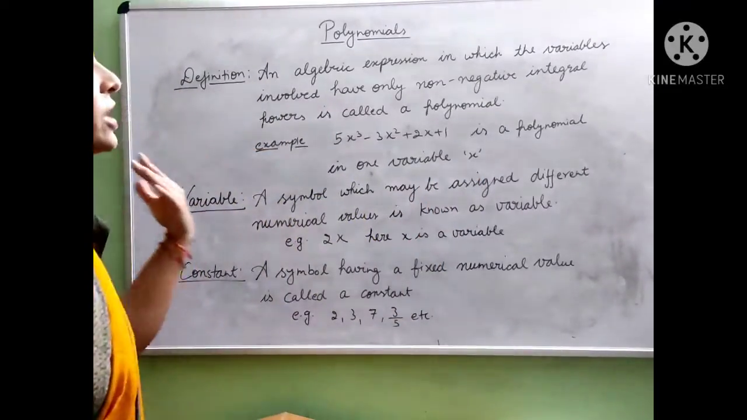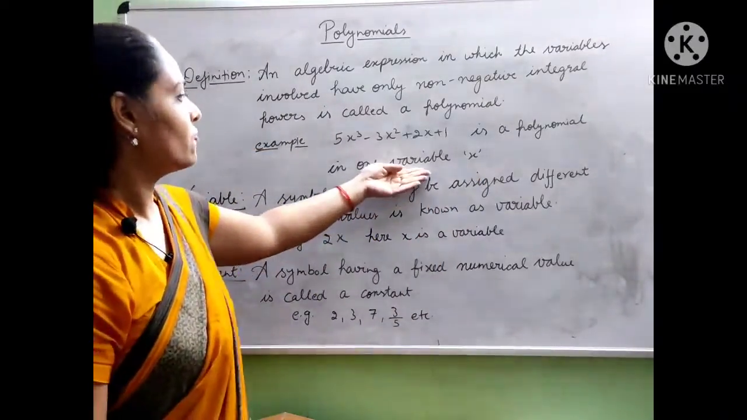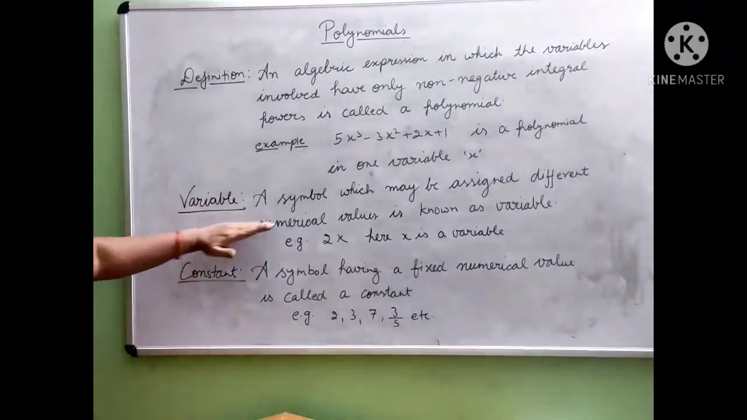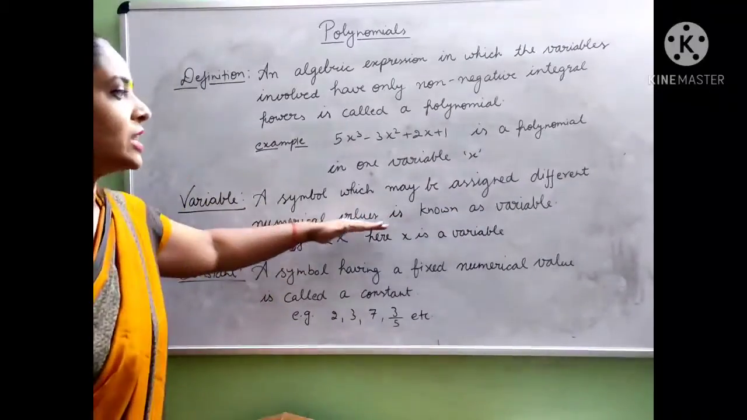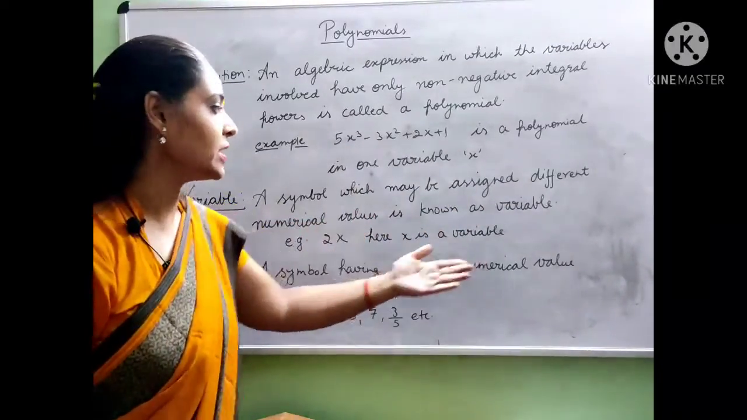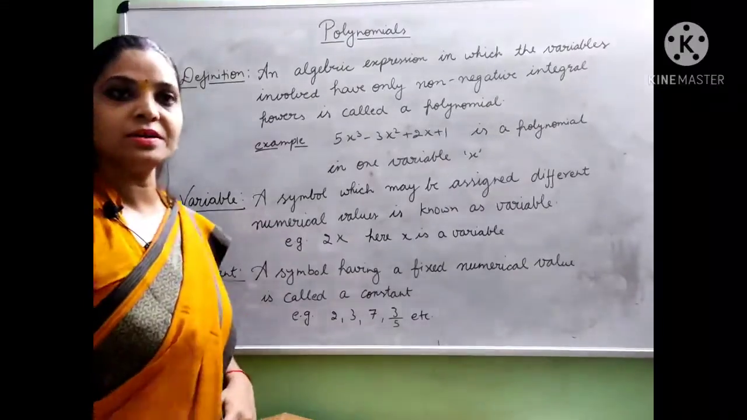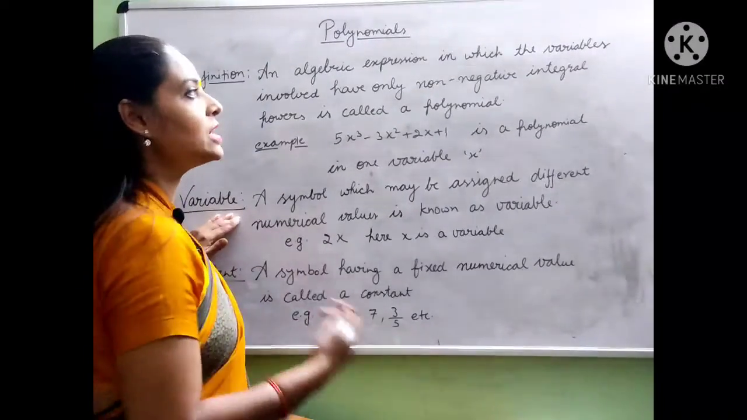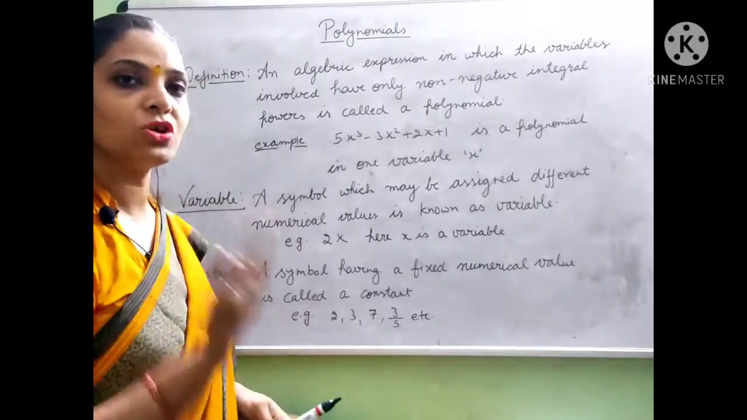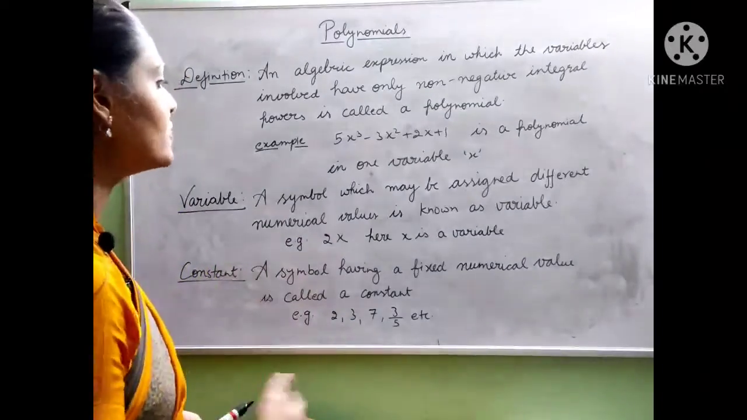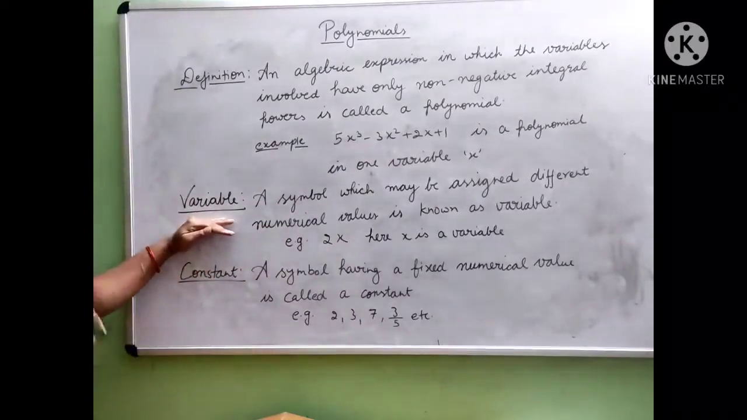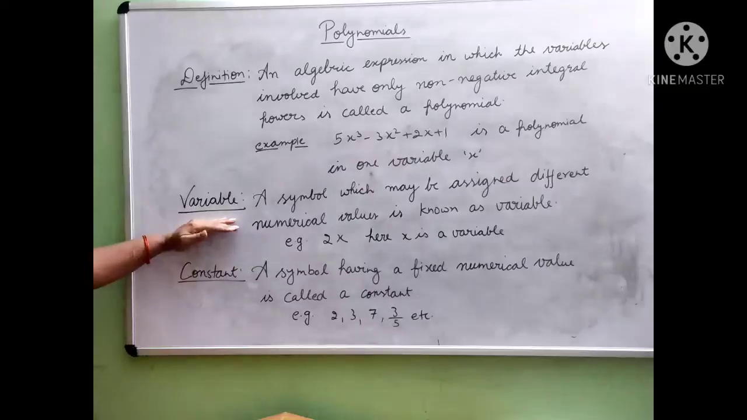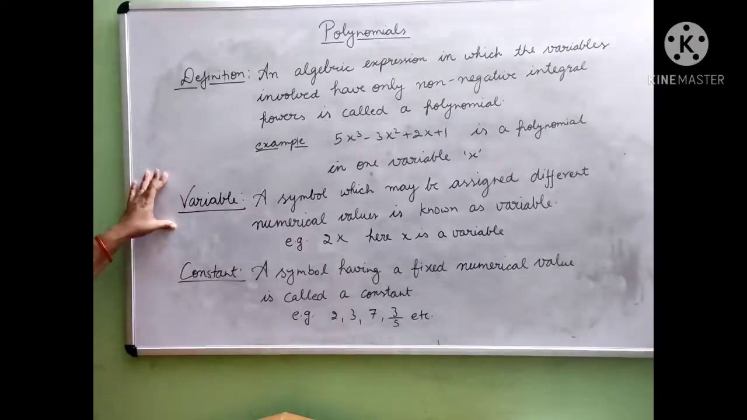Now a question arises: what is a variable? A symbol which may be assigned different numerical values is known as a variable. Simply, we can understand a variable as something that varies, whose value is not definite, whose value always changes according to the question. On changing the value we call it a variable, because a variable doesn't have a fixed value.